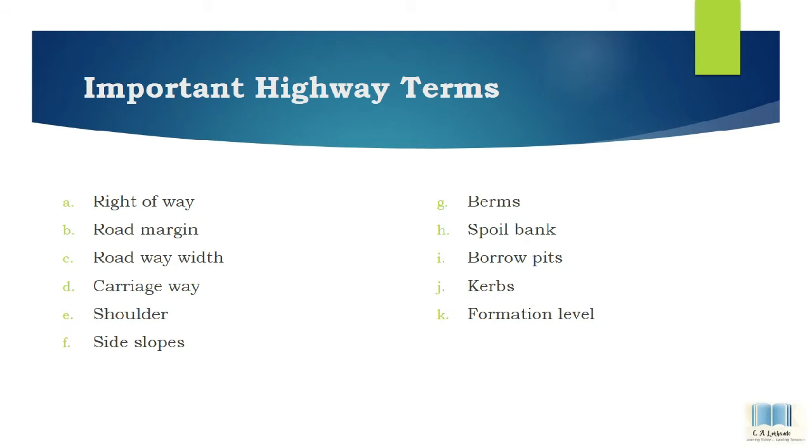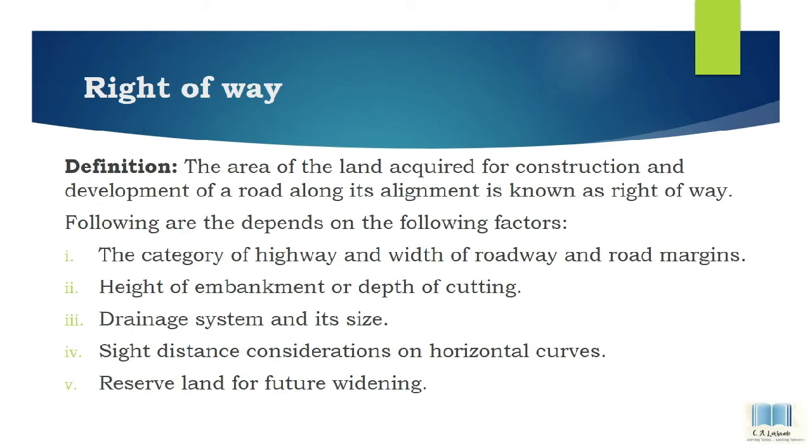Then these are the various important highway terms, in which the first term is right of way, then road margin, then roadway width, then carriageway, shoulder, side slopes, berms, spoil bank, borrow pits, curbs, and formation level. All these terms we see in detail in the next slide. So, the first term is right of way.